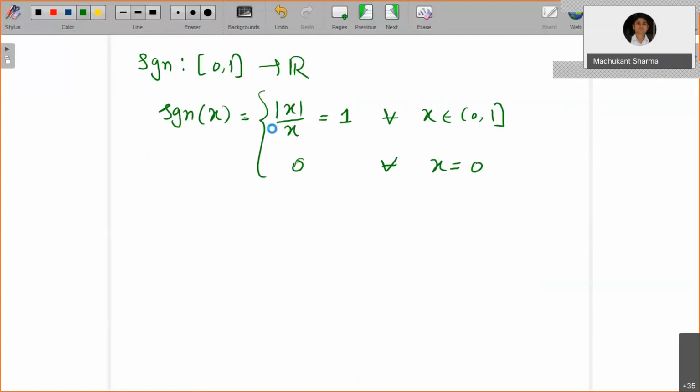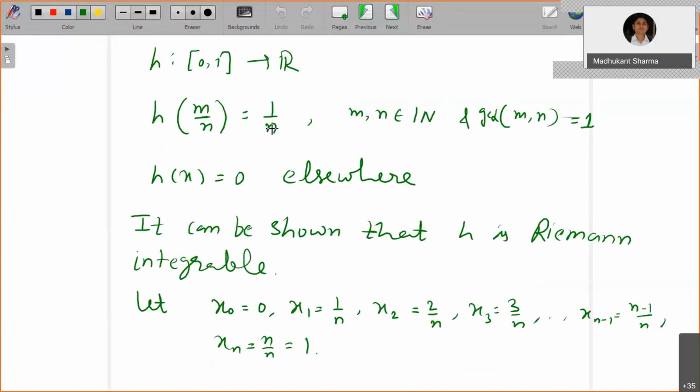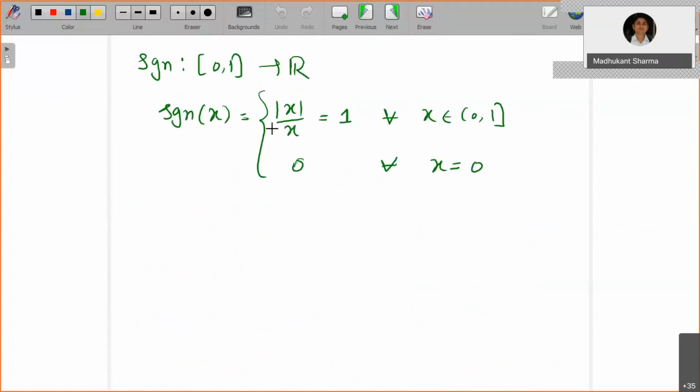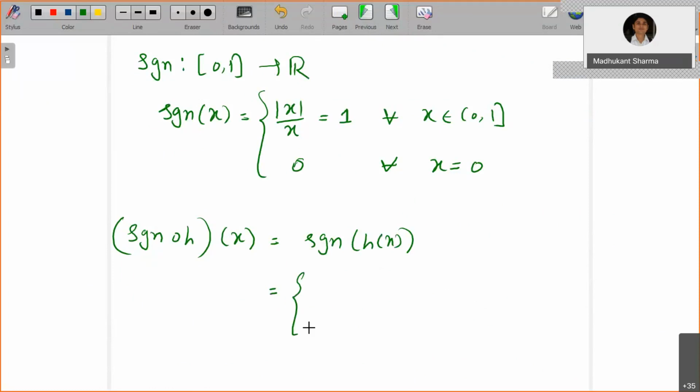Okay. Now, what we need to verify is their composition, the signum function of h. So what will be the signum function composed with h? That is equal to the signum function of h of x. Now, this is equal to 0 if h of x is 0.